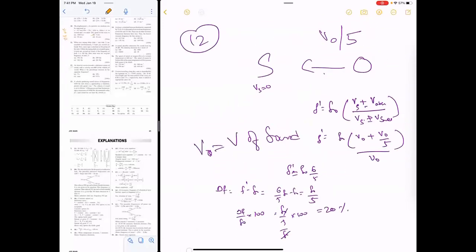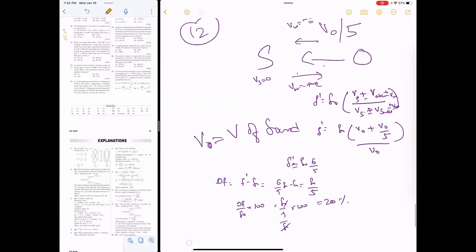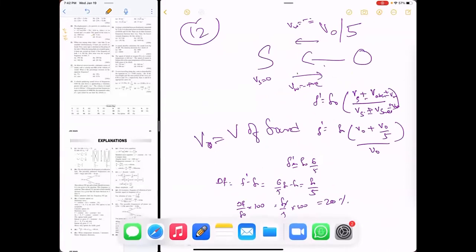If the air is also moving, if the wind velocity comes, we have to write plus or minus velocity of wind. If wind is going from source to observer, wind velocity will be positive. If the wind is from observer to source, wind velocity is negative. Clear? Hope you understood the Doppler's effect also.